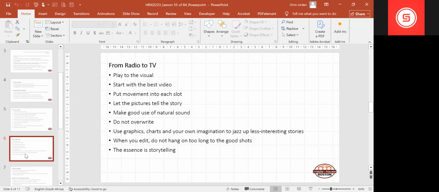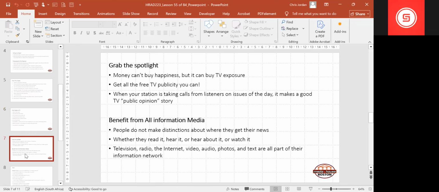Okay, use graphics, charts, and your own imagination to jazz up less interesting stories. So that, obviously, you know what I'm going to say. Why is it there if it's not interesting enough, right? Relevant enough. More importantly, when you edit, do not hang on to the good shots. The essence is storytelling. So grab the spotlight, right? Money can't buy happiness, but it can buy TV exposure. So you get all the free TV publicity that you can.